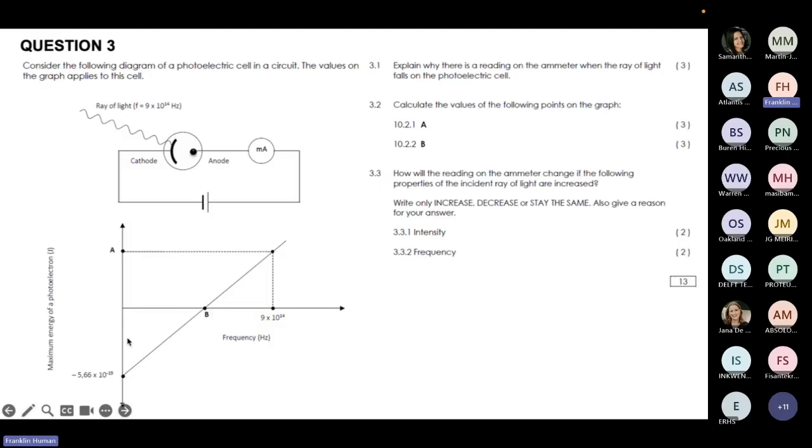And we can see that the frequency of the light indicated over here is also given as a value on my graph over here.